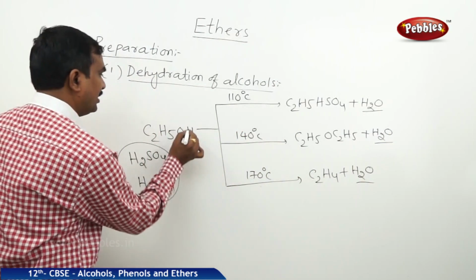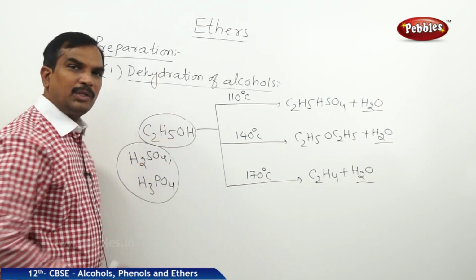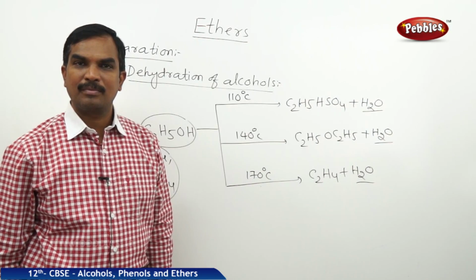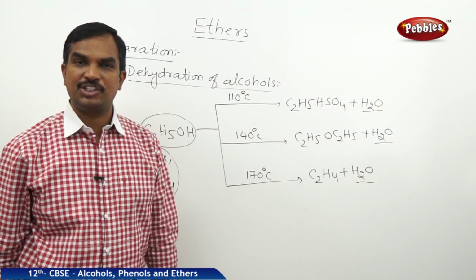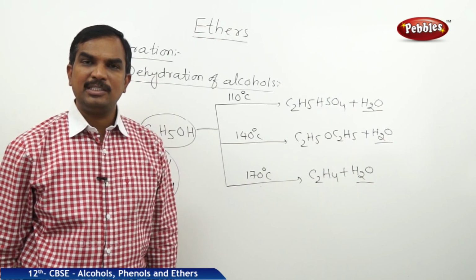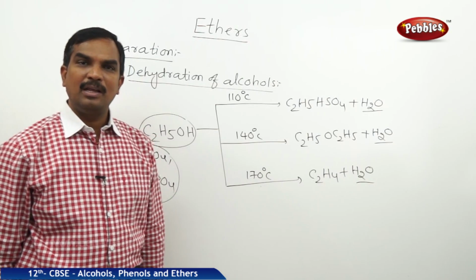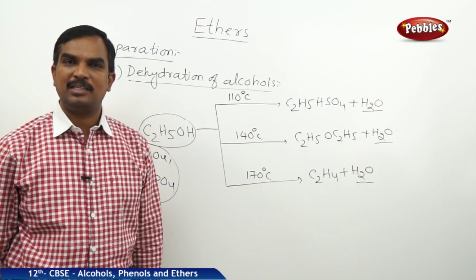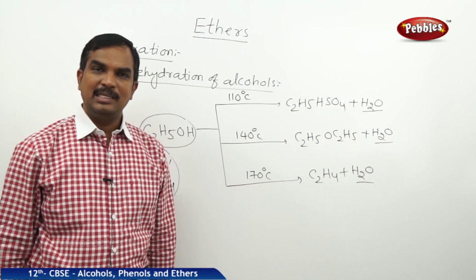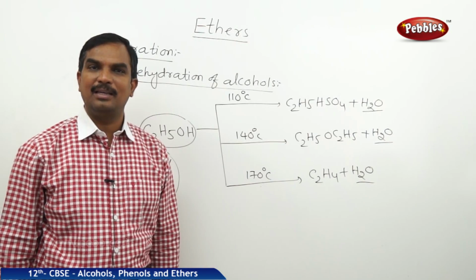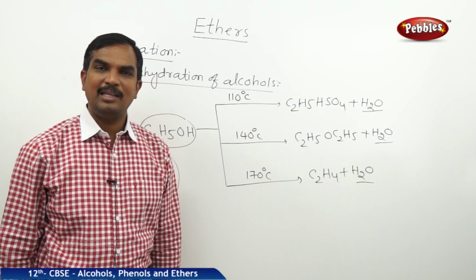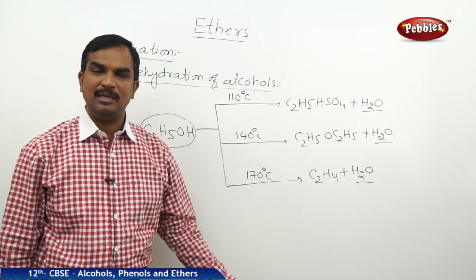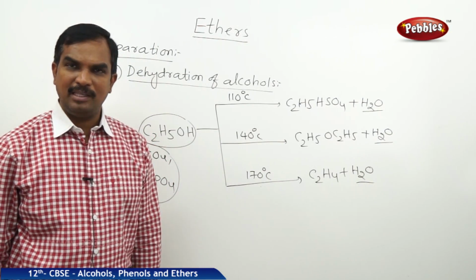A very important thing here is that the alcohol we are using should generally be a primary alcohol. Whenever we use secondary or tertiary alcohols, the reaction is still a dehydration, but although we may expect ether, we will always get the corresponding alkene as the major product. That's why elimination always predominates over the formation of the corresponding ether.